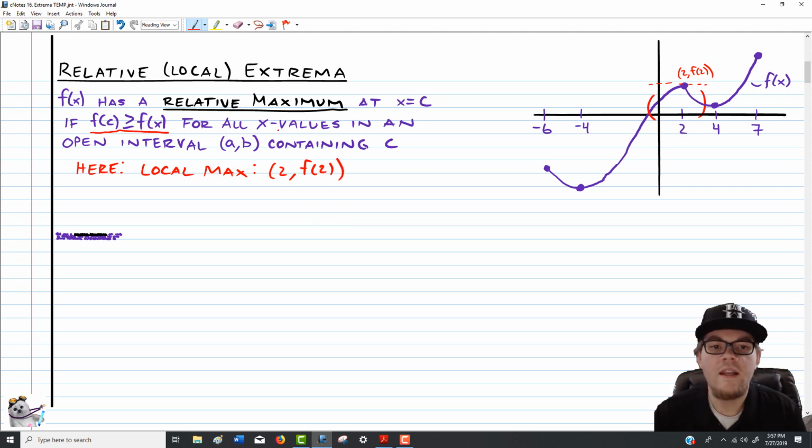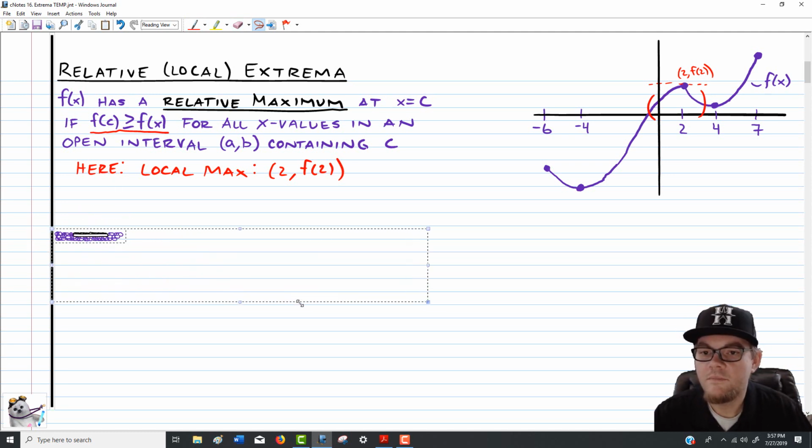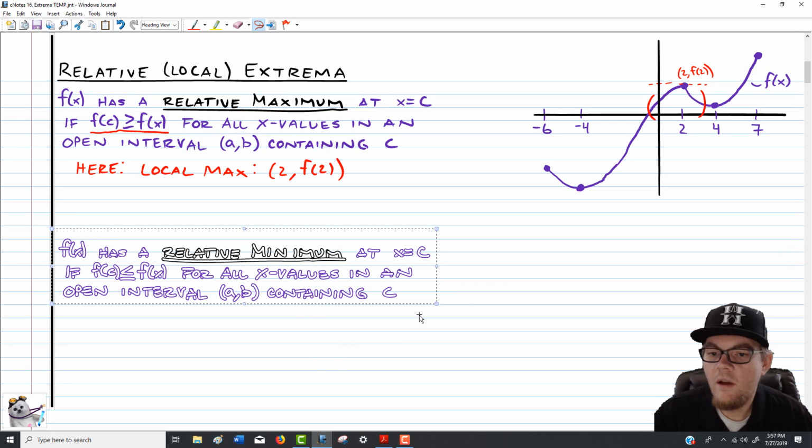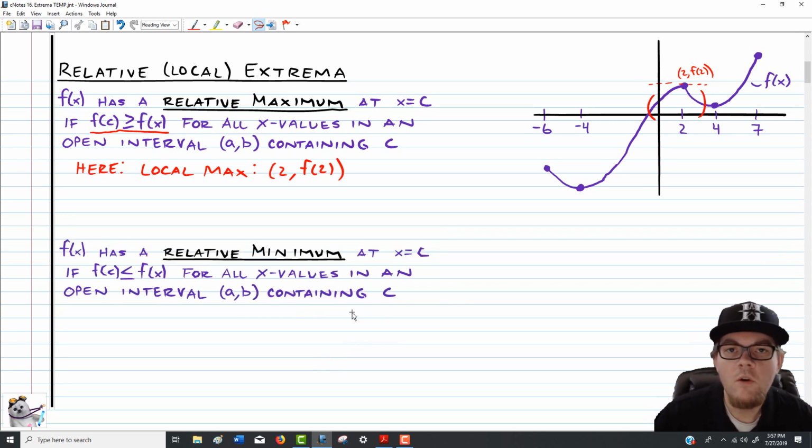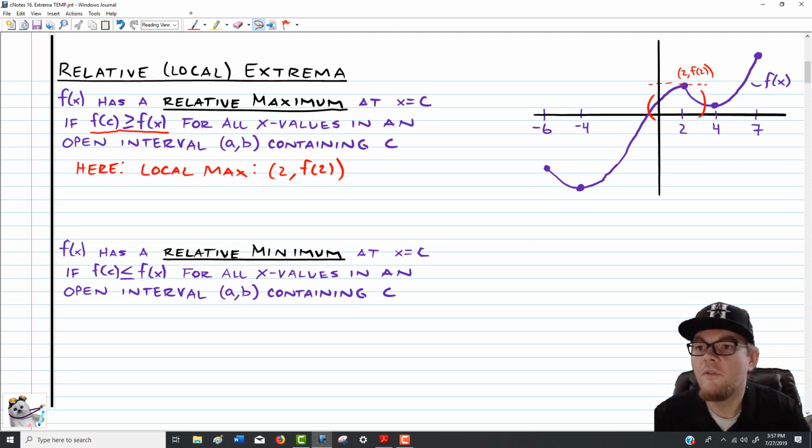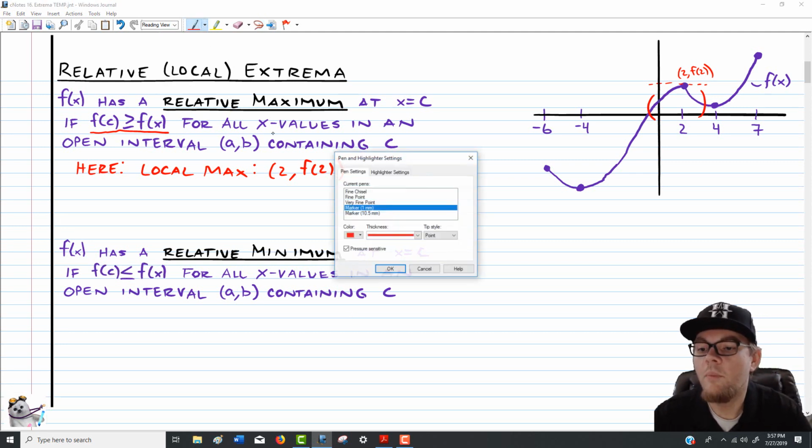So an important thing to get right off the bat. So we found where that happens. Now likewise, we've just talked about high points. We can also talk about low points. So the corresponding definition would be for a relative minimum. That would be that f has a relative minimum at x equals c if f of c is less than or equal to f of x for all x values in an open interval (a, b) containing c.